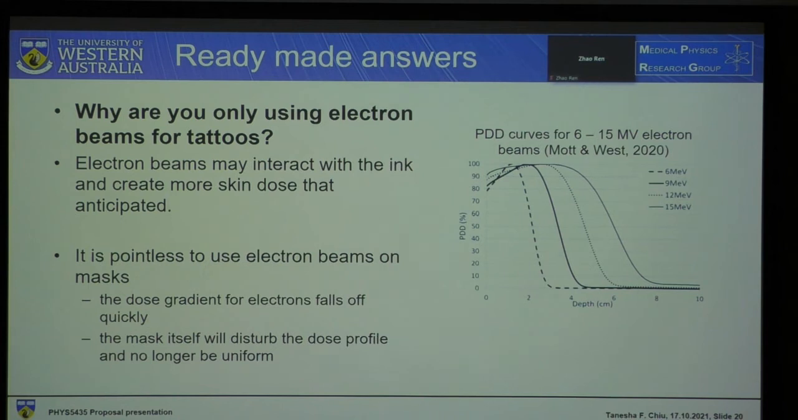So, electron beams may interact with the ink and create more skin dose than anticipated. But the reason why we aren't using electron beams en masse is because the dose gradient for electrons falls off quickly, and here there's a diagram with the dose gradient for 6 MV, and the mass itself will disturb the dose profile and no longer be uniform, since electron beams are usually used for surface lesions.